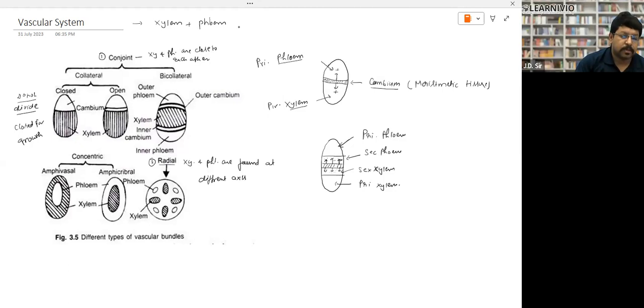Concentric means ring like. Either phloem will be surrounded or xylem will be surrounded. So there are two types: amphivasal and amphicribal. In amphivasal, phloem is surrounded by xylem. In amphicribal, phloem surrounds the xylem, meaning xylem is surrounded by phloem. So these are the types of vascular bundle. You have to remember the conjoint and radial for your school exam. Tell me if there is any doubt.